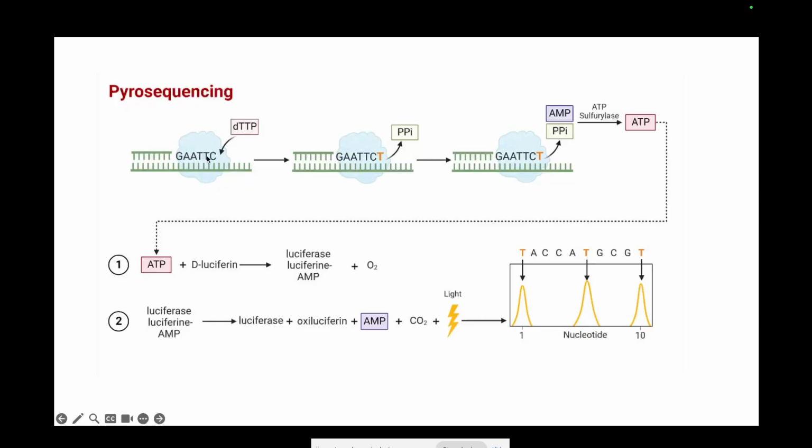You have the primer, then the DNA polymerase, which is adding the nucleotides one after another. After one is added, a pyrophosphate molecule is released, which combines with the APS to form ATP. Now this ATP will be used with luciferin, and the luciferase enzyme will convert it to a light signal, basically oxyluciferin, which is captured as these peak signals, from which you can deduce what bases are at that position. So this is how pyrosequencing generally works.